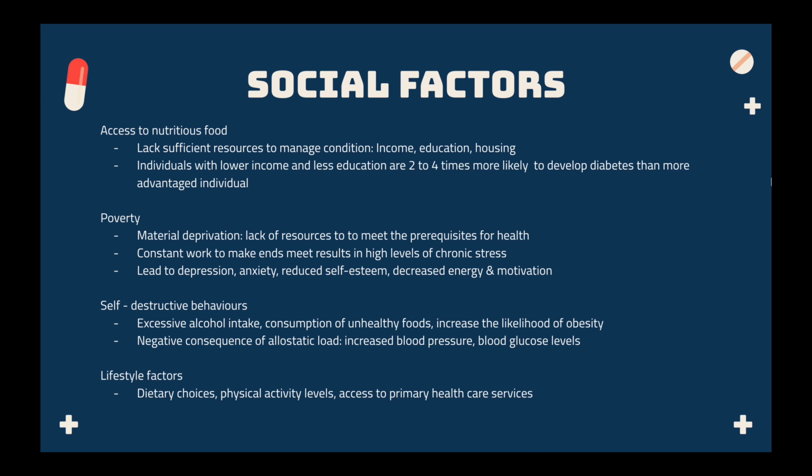Next up, let's discuss the social factors. One of the biggest reasons that people develop diabetes is their access to nutritious food. Many people lack sufficient resources to manage this condition, such as income, education, and suitable housing. A study has shown that individuals with lower income and less education are 2 to 4 times more likely to develop diabetes than more advantaged individuals. And of course, poverty is a core reason too.